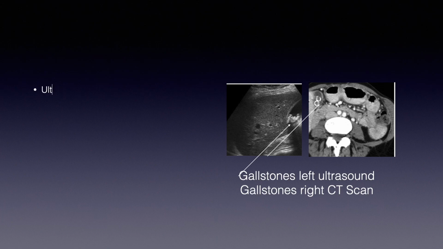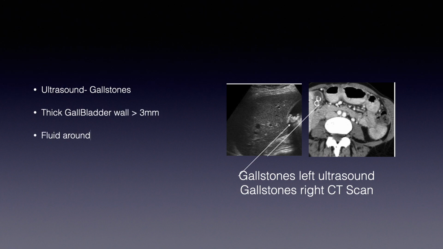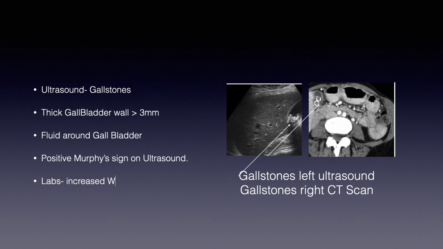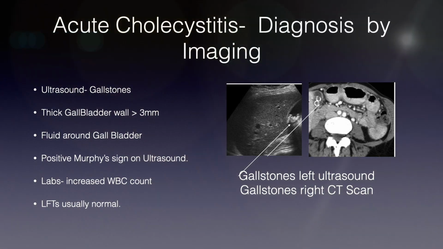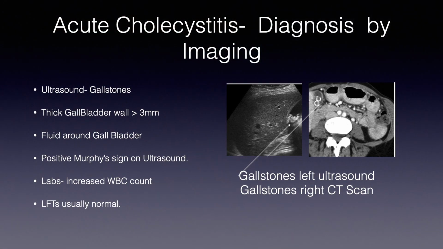Although the history and physical examination are helpful, the diagnosis is made by an ultrasound, which demonstrates gallstones, thickened gallbladder wall, which is typically more than 3 millimeters, and fluid around the gallbladder. A positive Murphy sign means that on pressing the ultrasound probe in the right upper quadrant, the patient experiences pain and tenderness. The labs may be slightly abnormal, such as increased white cell count, but the LFTs are typically normal.